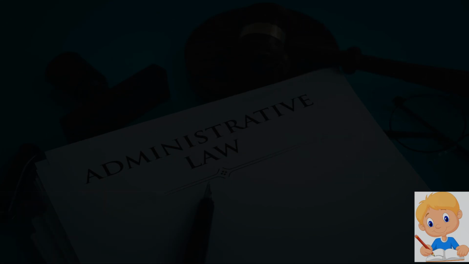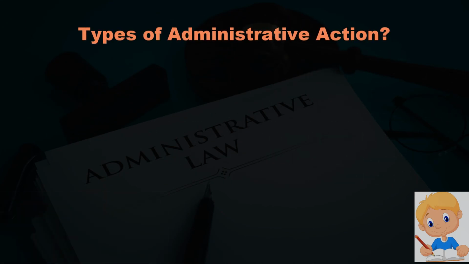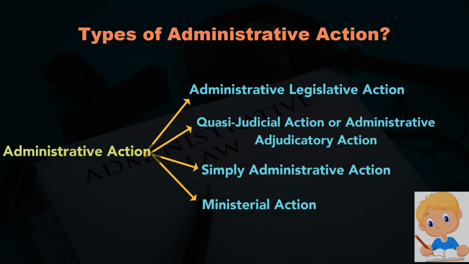Likewise, this is all about the types of administrative actions, under which we have discussed the 4 types, starting with the administrative legislative action. Then we discussed quasi-judicial action or administrative adjudicatory action, and then simply administrative action, and lastly ministerial action.